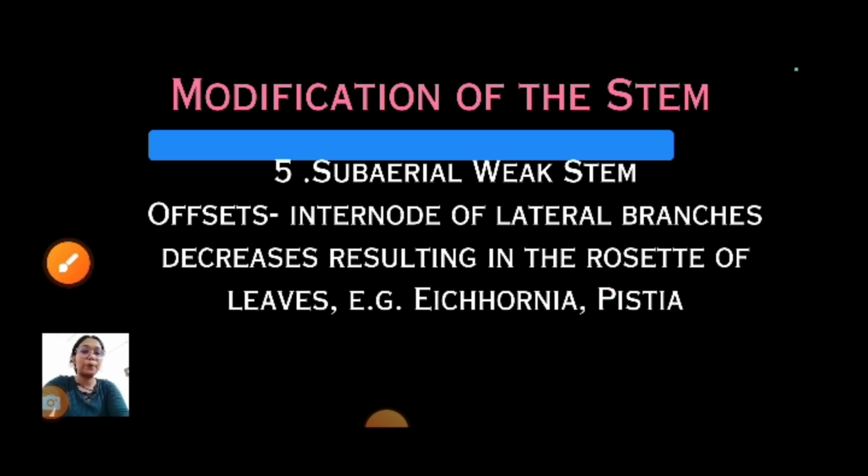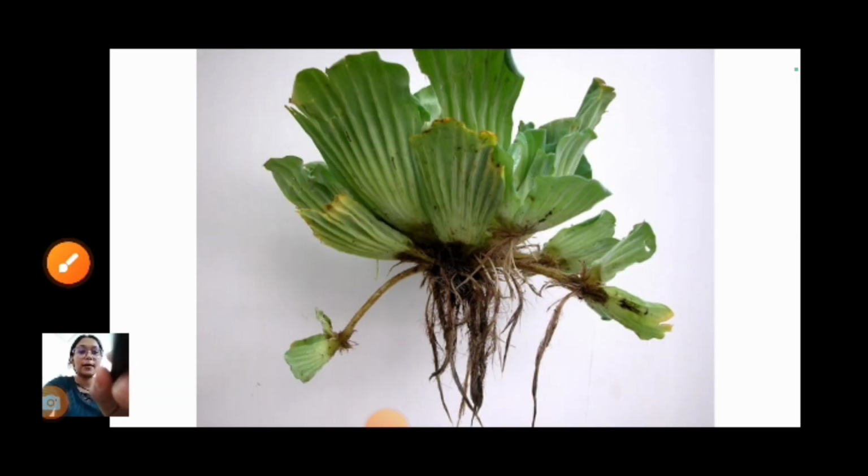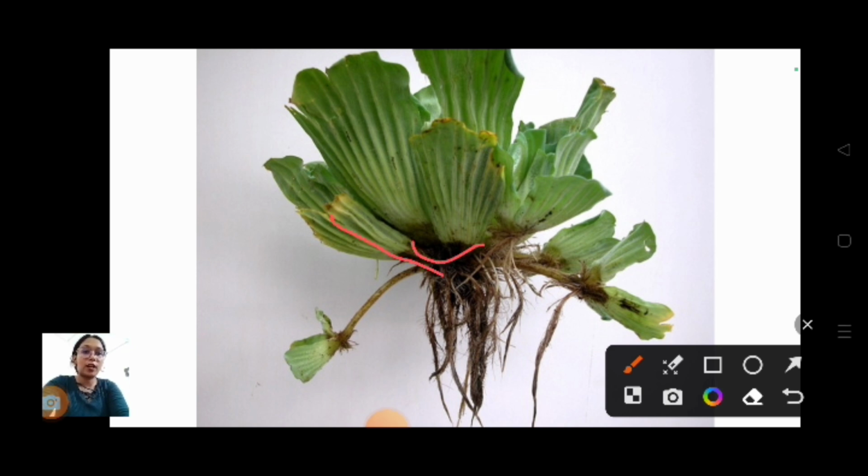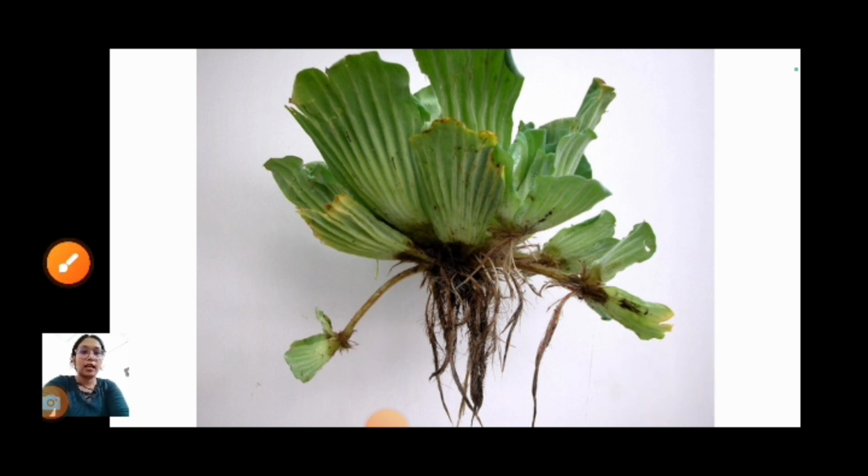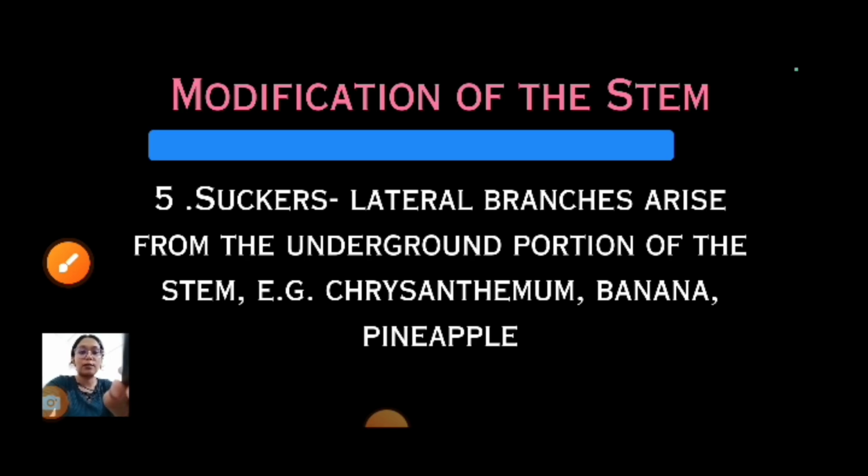Let's see the picture of it. So here, see, this is a structure, a weak stem. Nearby it one more baby plant used to come up. Likewise, this is called the offset. Like in Eichhornia and Pistia, you can see this structure. This is an aquatic plant. Then next modification we'll see.